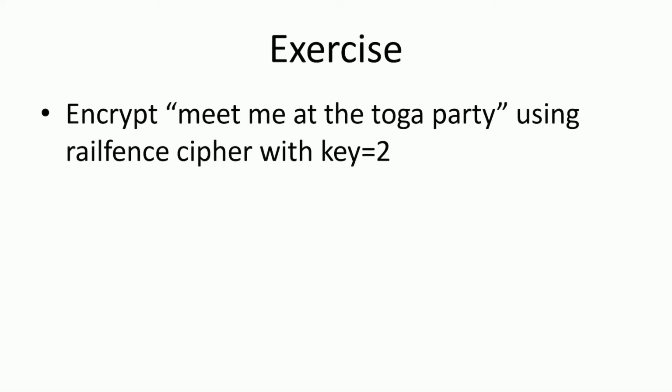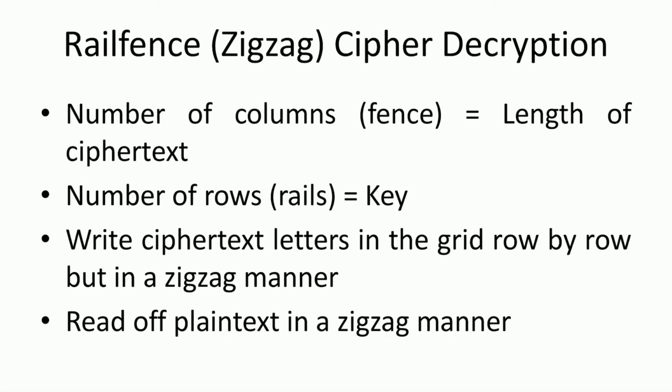So assuming you have completed the exercise, the answer is MEMATRHTGPRYETEFEDEOAAT. For Railfence cipher decryption, we need to first find out the number of columns or the fences in the grid. This is equal to the length of the ciphertext, or the number of letters in the ciphertext. Similarly, the number of rows or rails is equal to the key. Similar to how it was in the encryption process, because again this is a symmetric key encryption scheme.